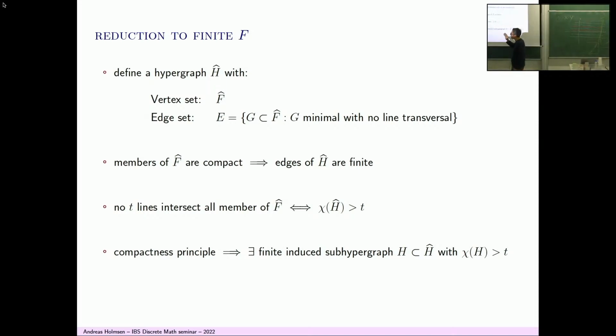I can go through this. I won't go through the details of that, but you can maybe understand. Okay, what does it mean that no T lines intersect all the members of F hat? It means that that infinite hypergraph has chromatic number greater than T. Okay? So whenever you partition the vertex set into T parts, one of those parts does not have a line transversal, which means there's an edge inside there. So the chromatic number is greater than T. So by the compactness principle, there's a finite induced subhypergraph with chromatic number greater than T. So therefore, I cut down my infinite family to finite.